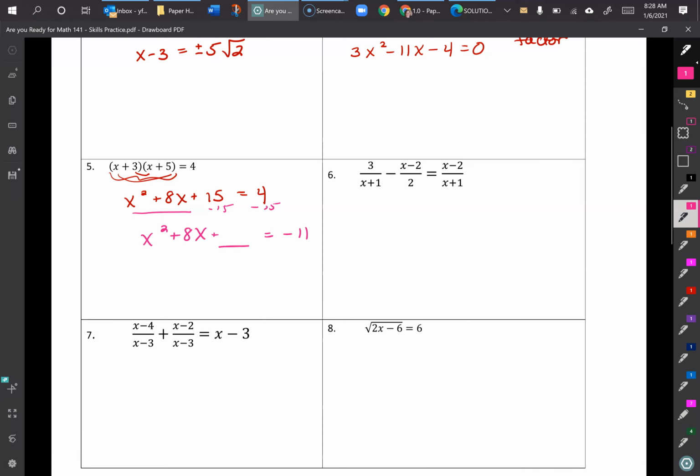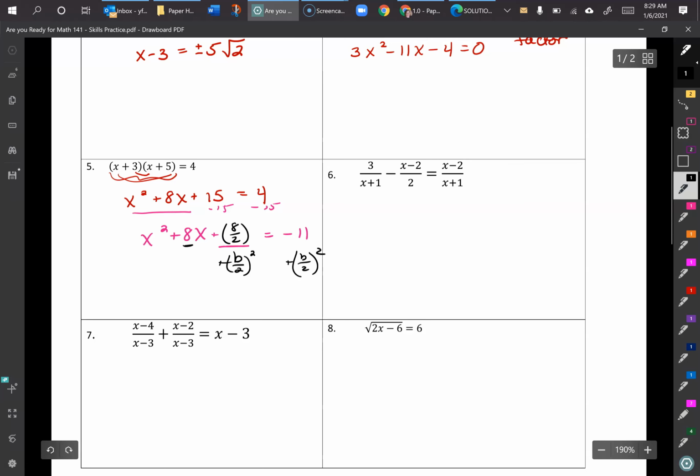So to complete the square, then I can use the square root method. So what I do is I would have this middle term, and you want to add (b/2)^2 to both sides. Okay, so we need to figure out what that is. So if our b is 8, I would add (8/2)^2.